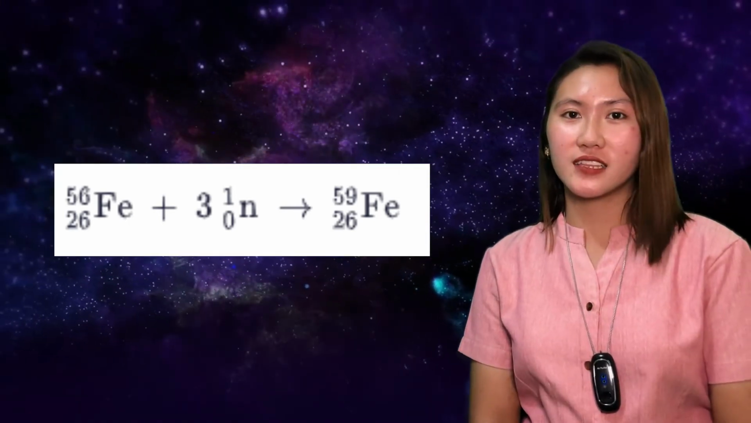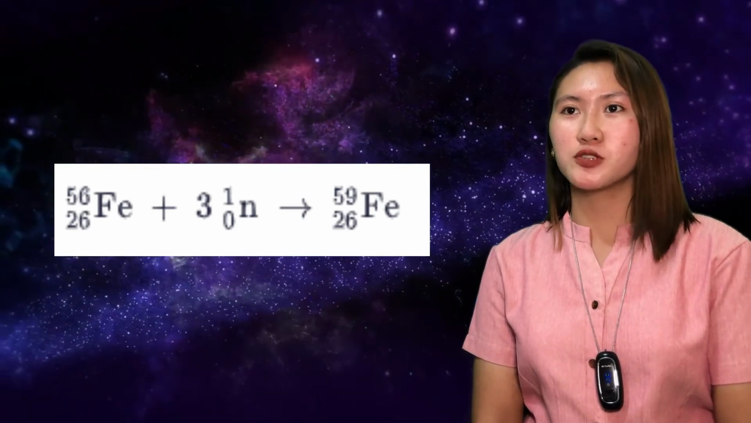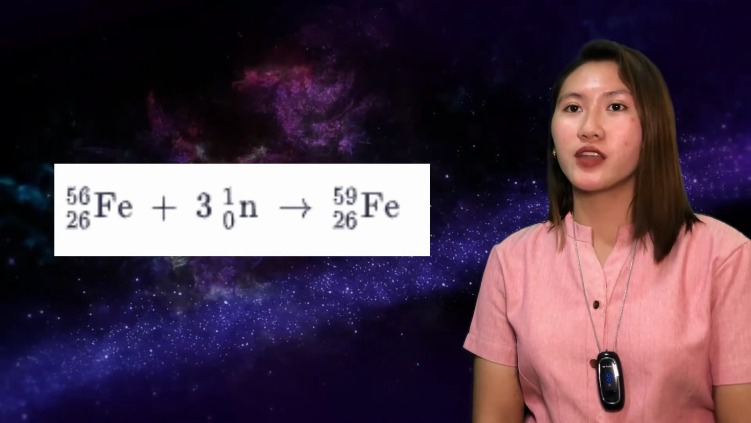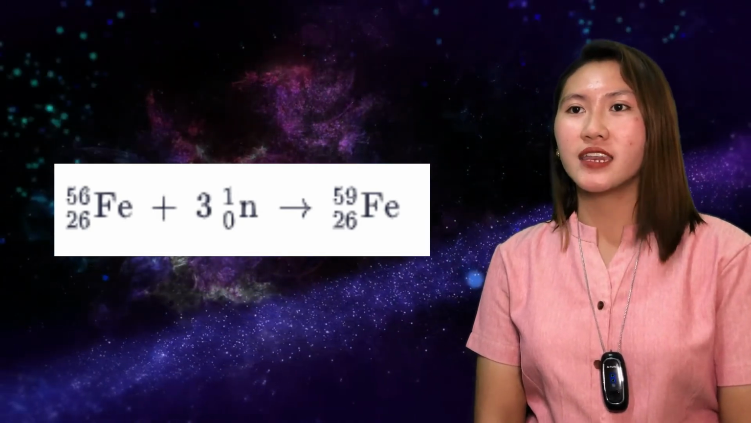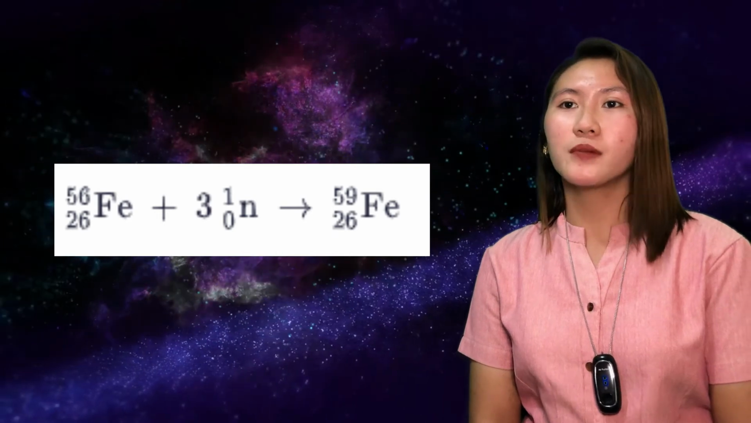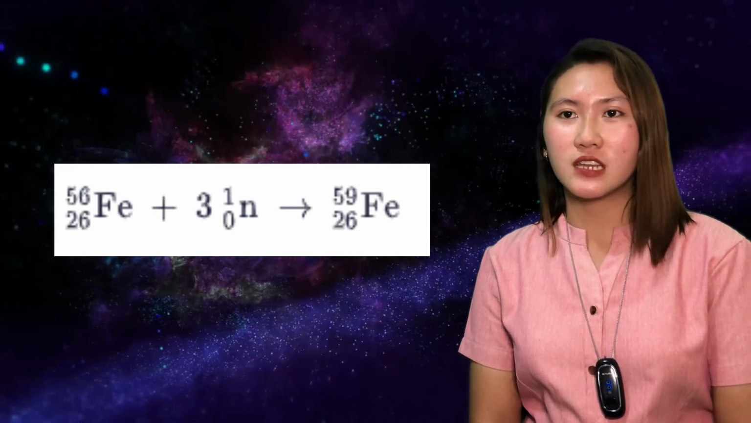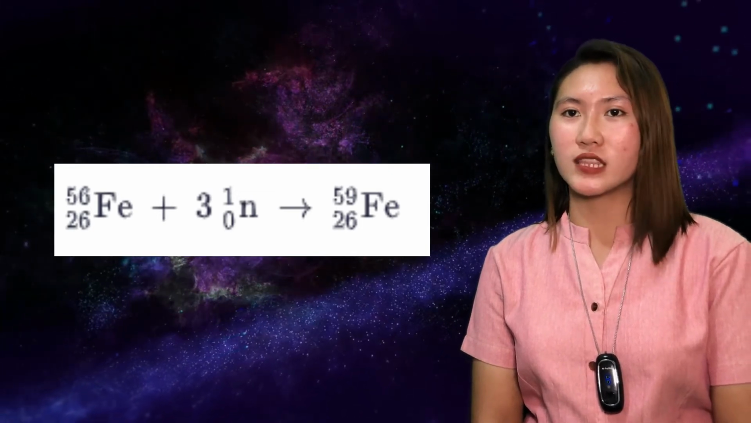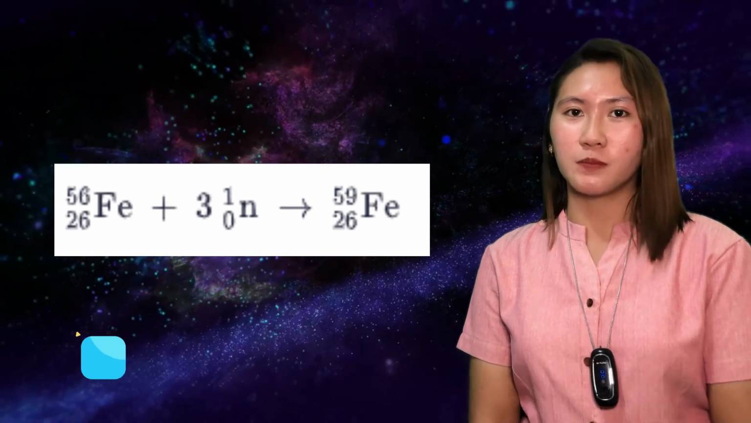So how did we get it? First, we must multiply the number of neutrons captured by the mass number of a neutron, which is 1, and the product will be 3. After that, we just add the mass number and atomic number of iron and neutron. 56 plus 3 is 59, and 26 plus 0 is 26, and that's how we find the product of neutron capture.